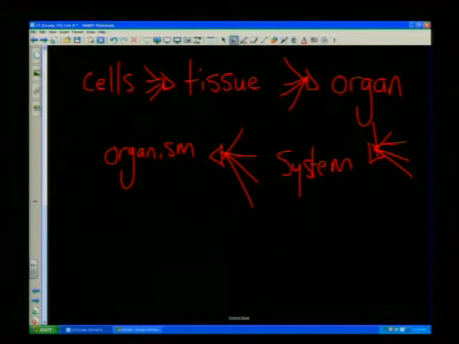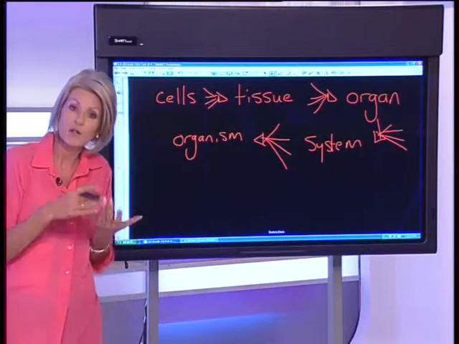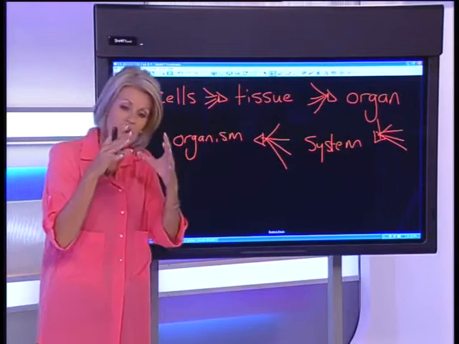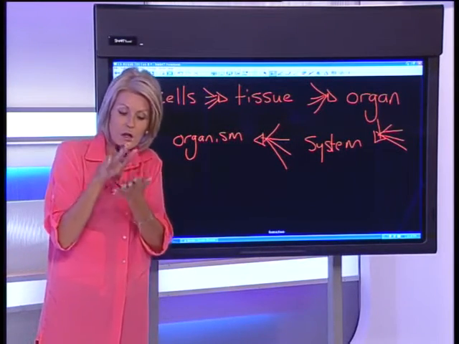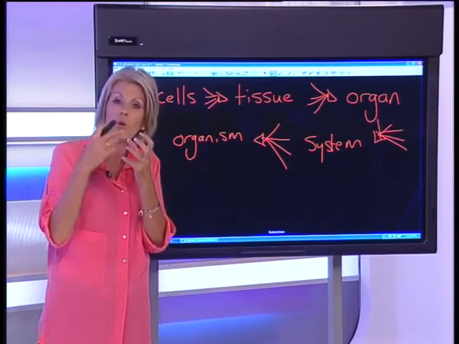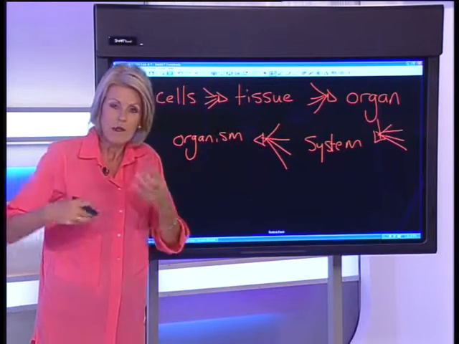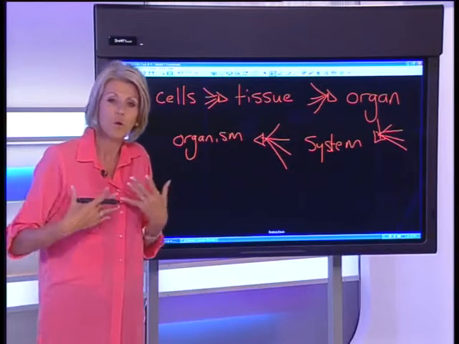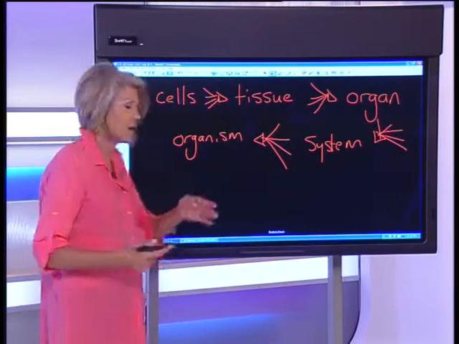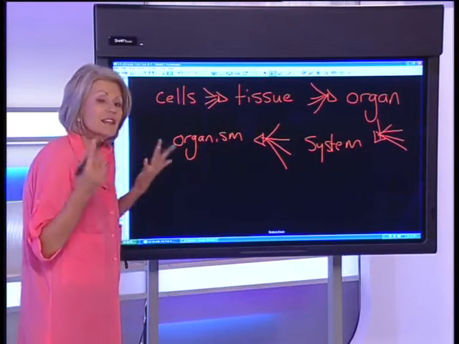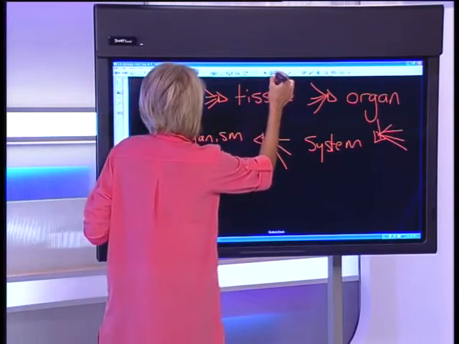And we went through this last week if you were watching. We have cells, lots of cells together form tissue, lots of tissues form organs, an organ. Various organs will form a system, and the systems together make you. So let's look at an example.